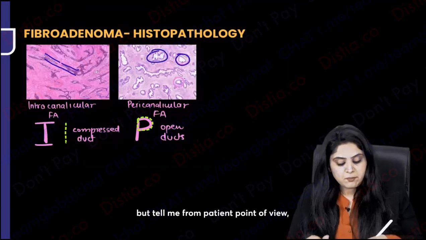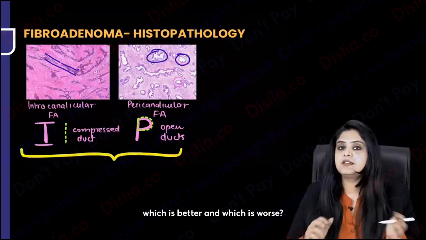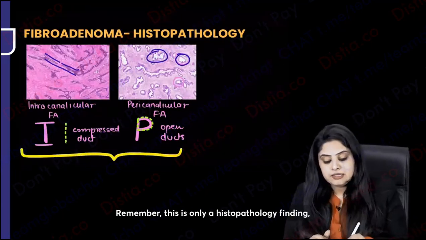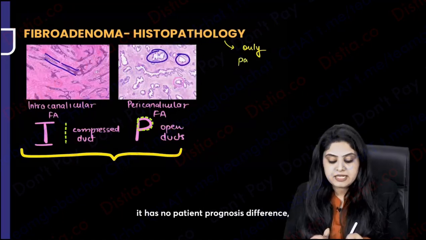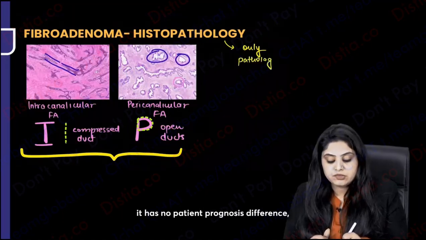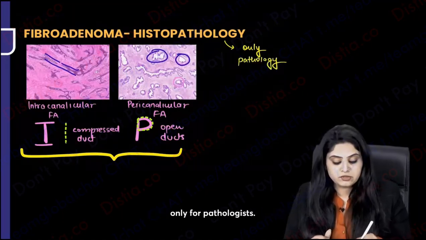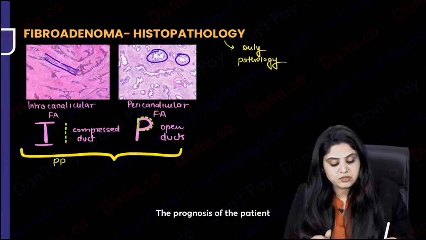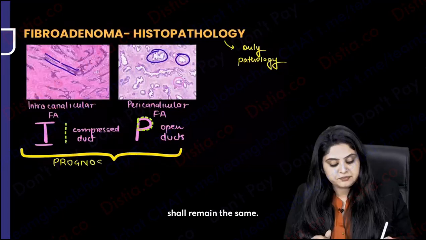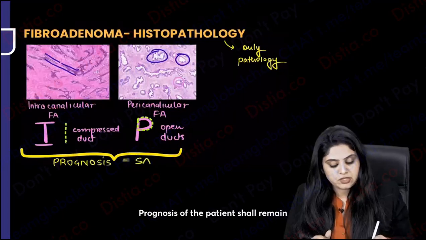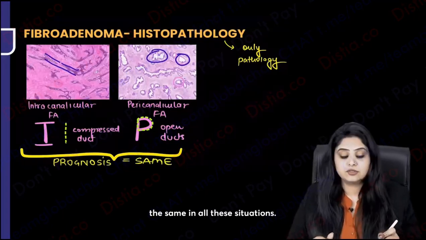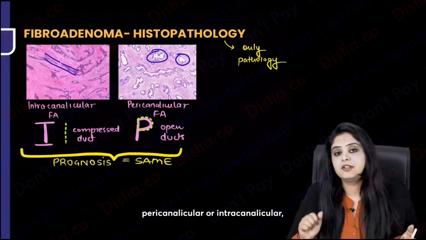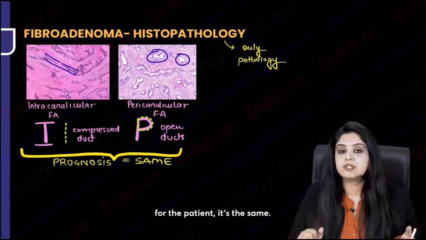But tell me, from patient point of view, which is better and which is worse? Remember, this is only a histopathology finding. It has no patient prognosis difference. Only for pathologists, the prognosis of the patient shall remain the same in all these situations. So whether I report it as pericanalicular or intracanalicular, for the patient it's the same.